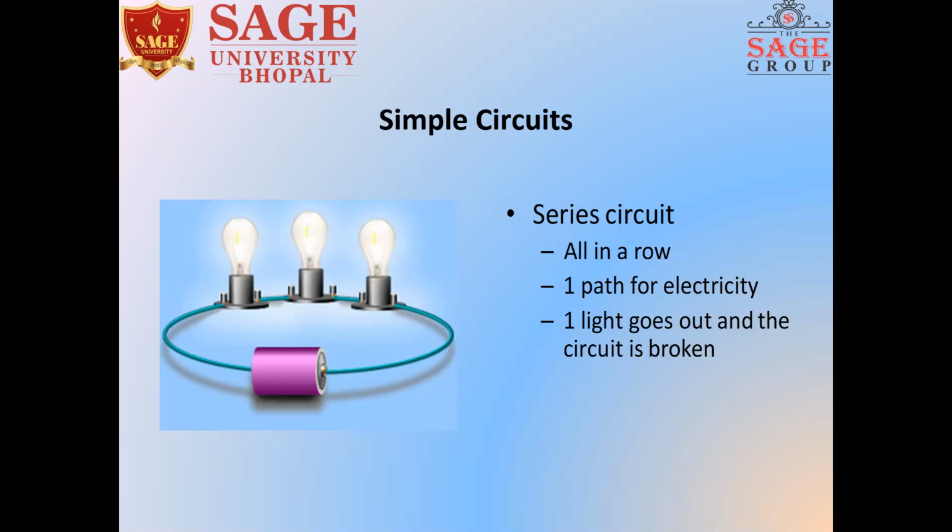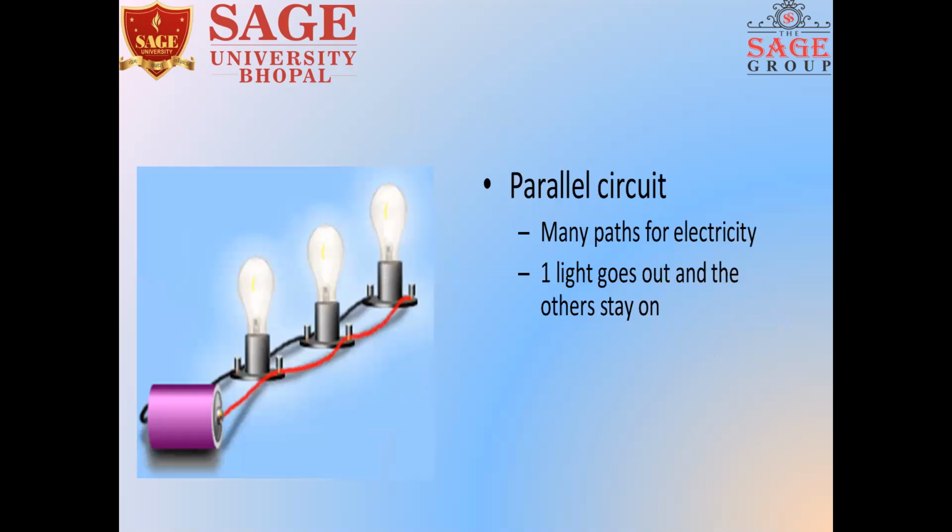And what are simple circuits? There are two types of circuits here: first is the series circuit, second is the parallel circuit. In a series circuit, everything is in a row, with one path for electricity. If one light goes out, the other is broken too. So this is a series circuit, and here are some pictures related to series circuits. And what is a parallel circuit? A parallel circuit has many paths for electricity. One light goes out and the other stays on. So these are pictures of parallel circuits.